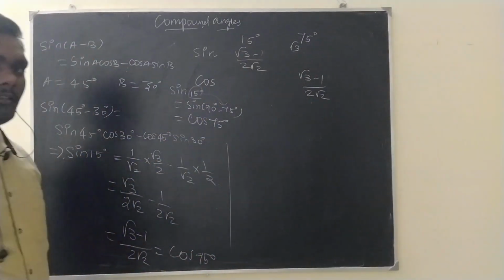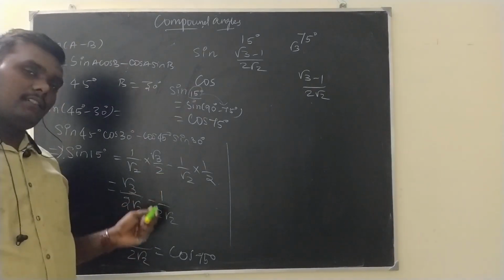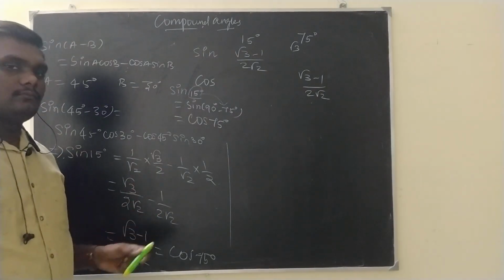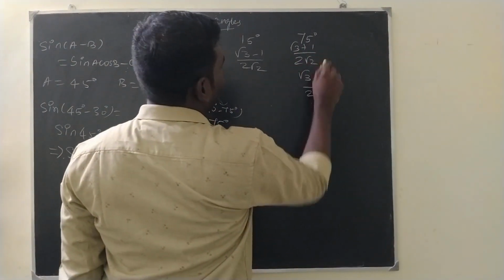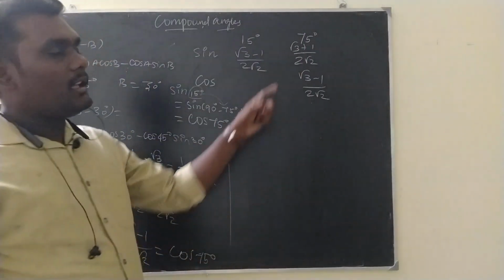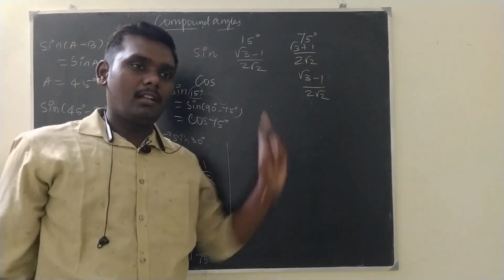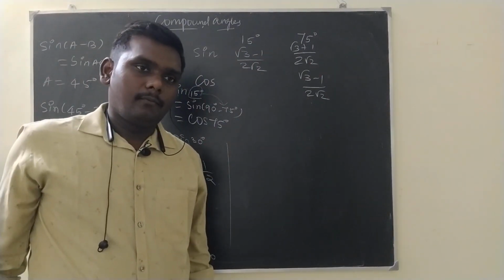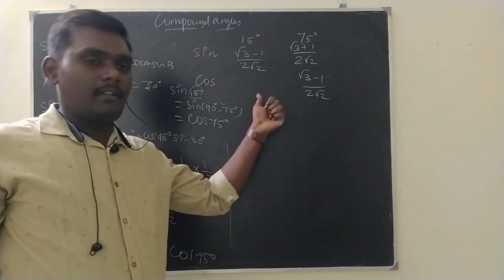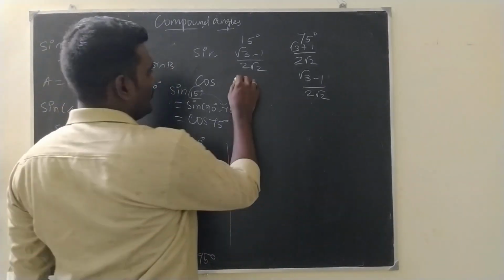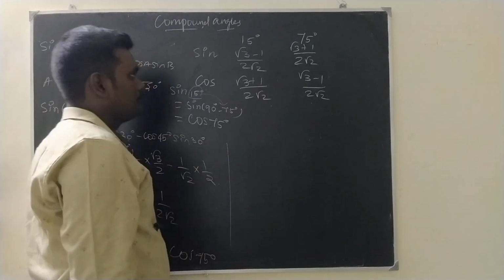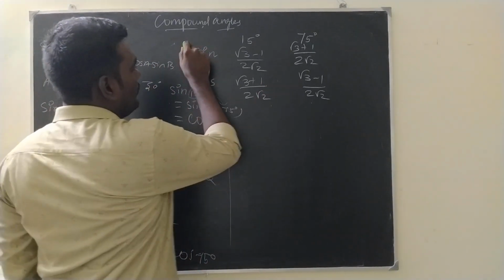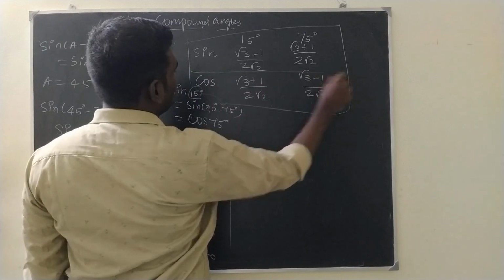What is our answer then? Again you are telling root 3 minus 1. Instead of minus, what will come? Root 3 plus 1 by 2 root 2. Then sin 75 degree is equal to, what is the complement of 75? Cos 15. So that is also root 3 plus 1 by 2 root 2. These are the values of sin and cos.